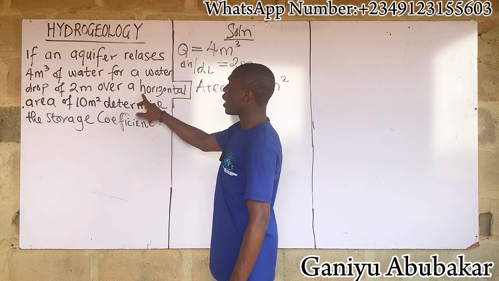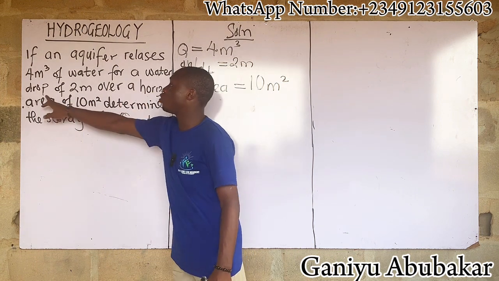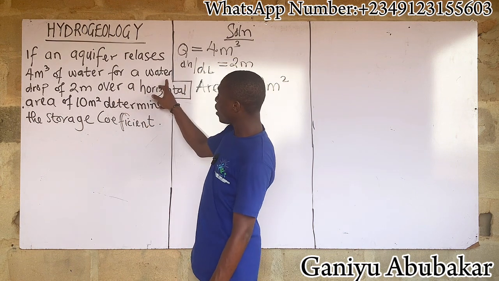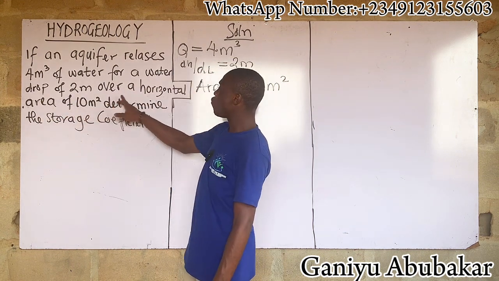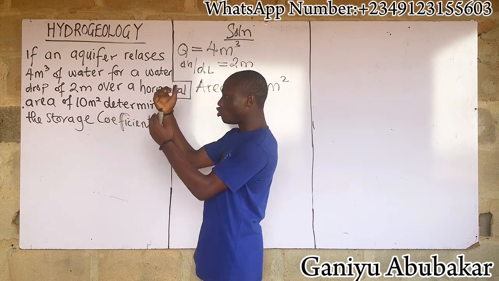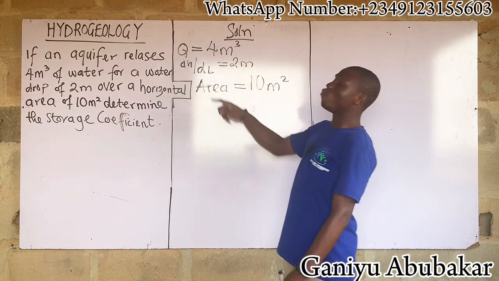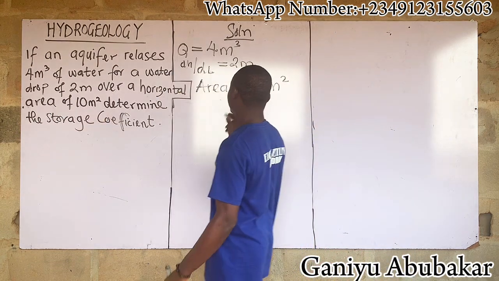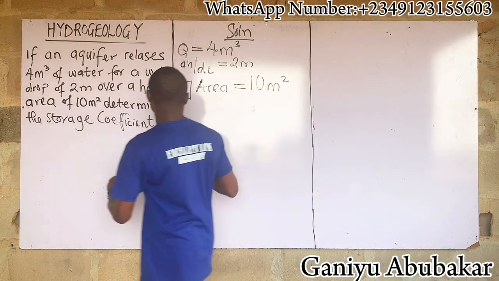Note that the horizontal distance I'm talking about here: for a water drop of 2 meter over a horizontal, right? A drop covers a distance. That distance is called the h over l. And mind you, I'm given the area in meter squared. So what will be the expression for storage coefficient?